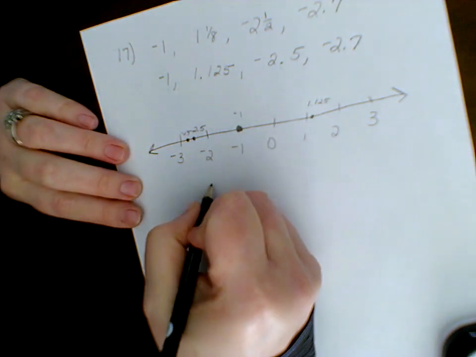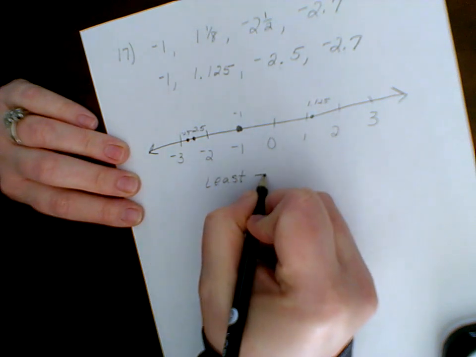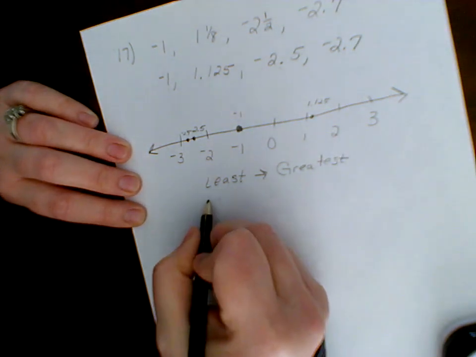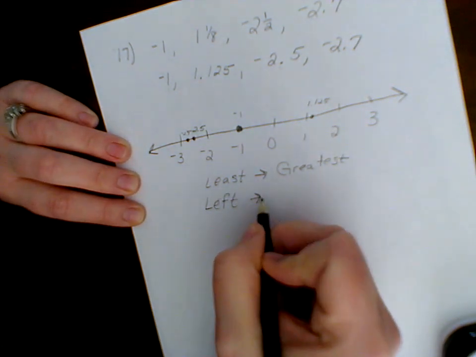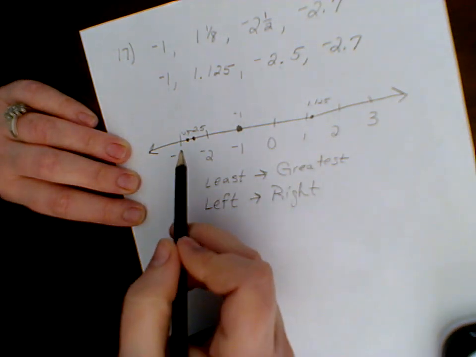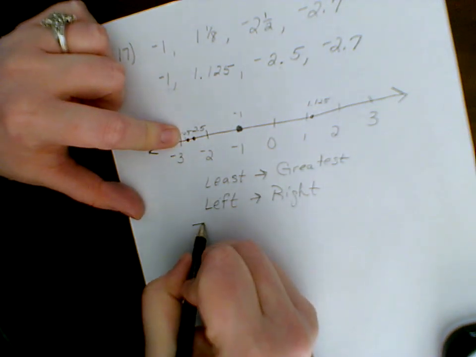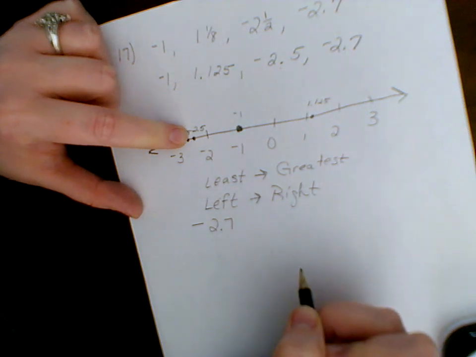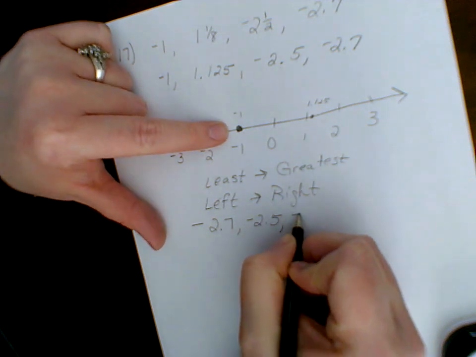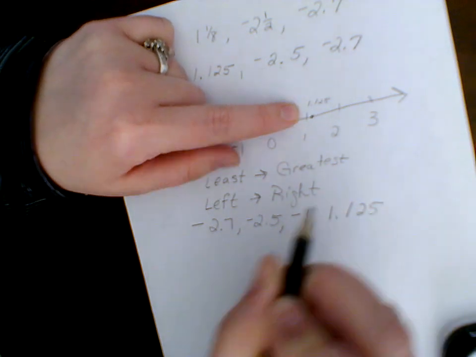Then to write my numbers from least to greatest. So if we're going least to greatest, after we do it on a number line, we're going to write them from left to right. So after we plot them on the number line, we just list them out from left to right. So this little one over here that you probably can't hardly read, -2.7. Then we go -2.5, on to -1, and finally 1.125.